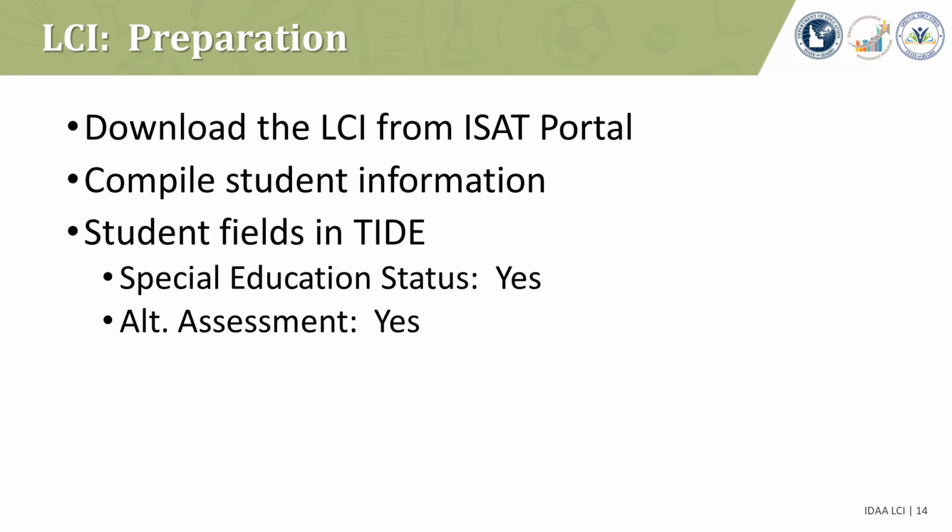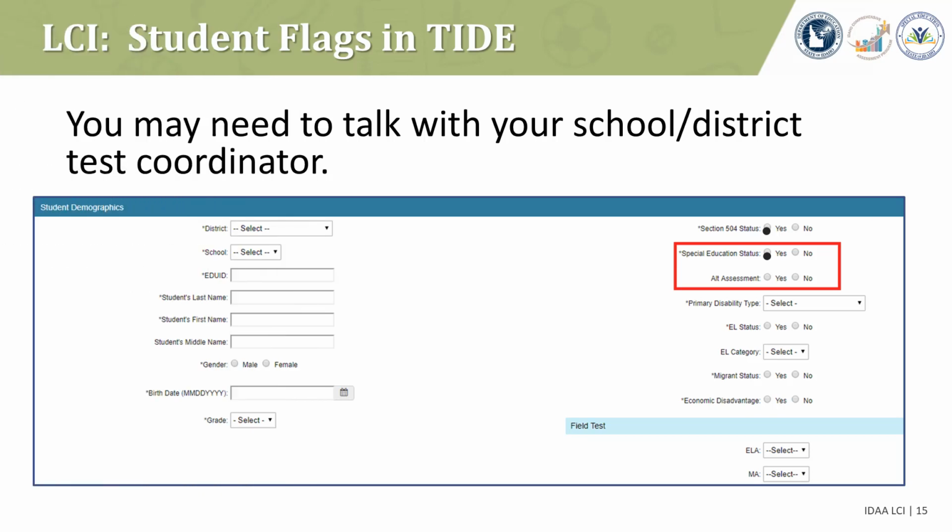I suggest you download the version of the LCI you need for your students, grades 3 through 8 or high school, and compile your students' information before you log on to the DEI. Part of your preparation will include confirming that your student's special education status and alternate assessment fields in TIDE are set to yes. Here is a screenshot of the student demographic screen in TIDE. The special education status and alternate assessment fields are coded yes. The LCI will only appear in the DEI if these fields are coded yes.